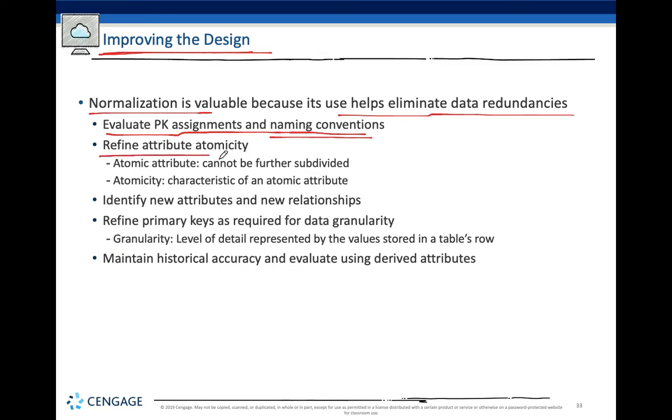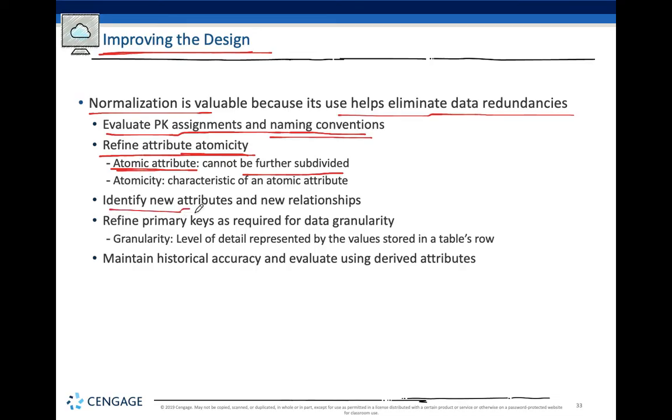We can refine attribute atomicity. An atomic attribute is one that cannot be further subdivided. An example of a non-atomic attribute is address. The address attribute can be subdivided into, for example, street number, street name, zip code, apartment number, what have you. Those individual pieces can be considered atomic attributes.